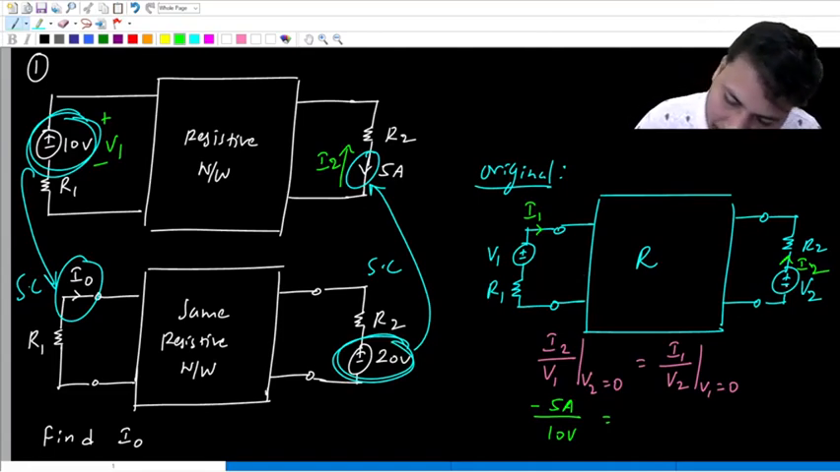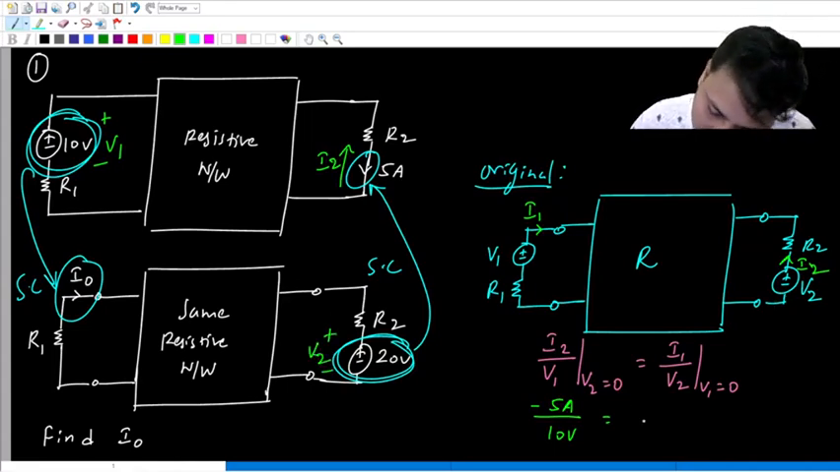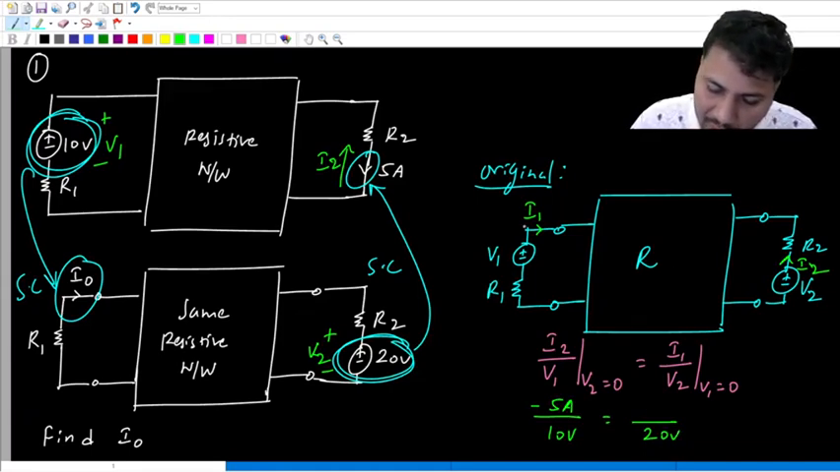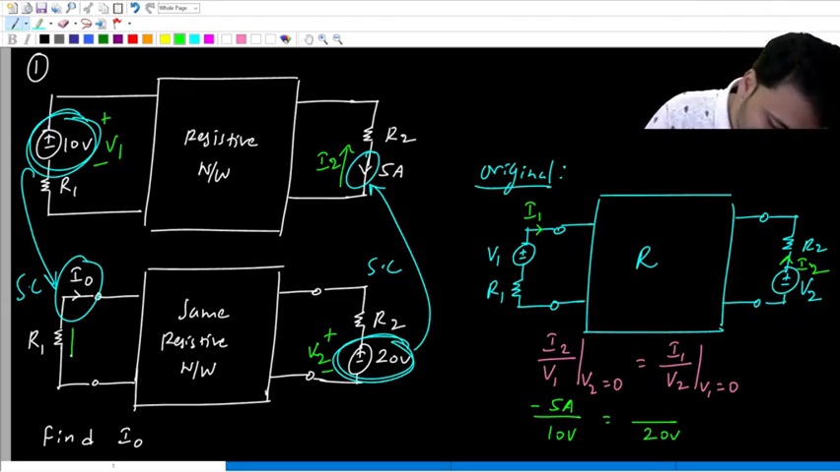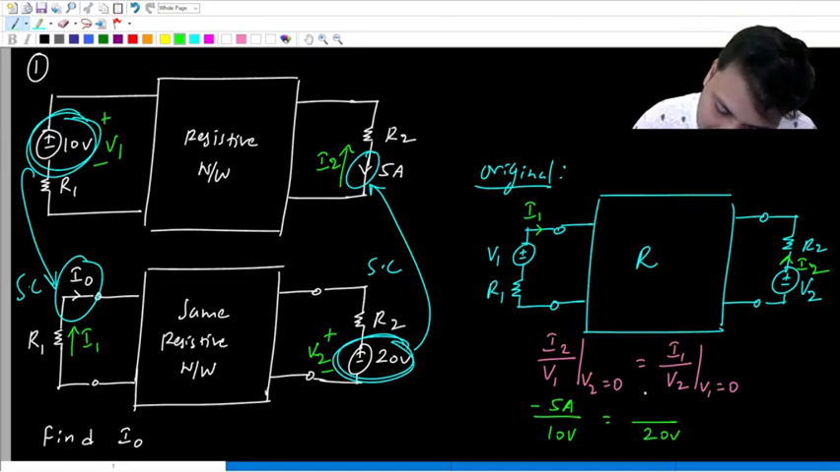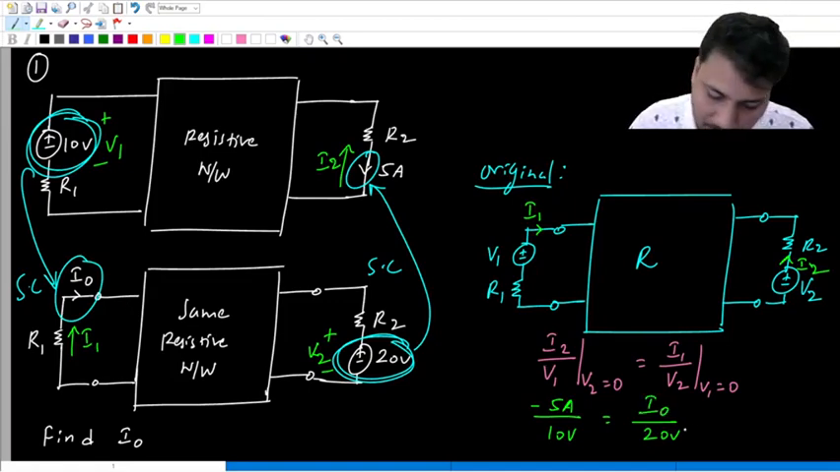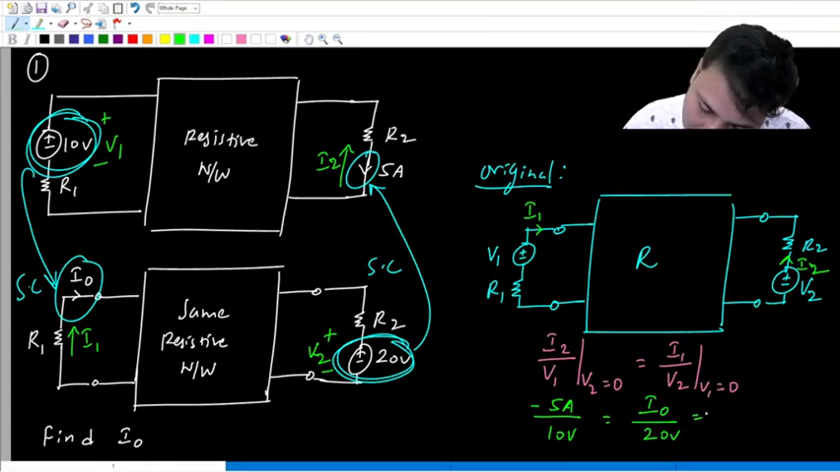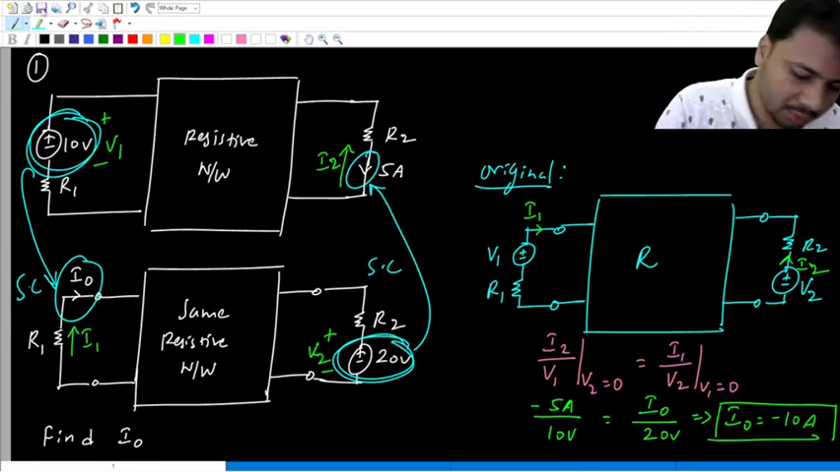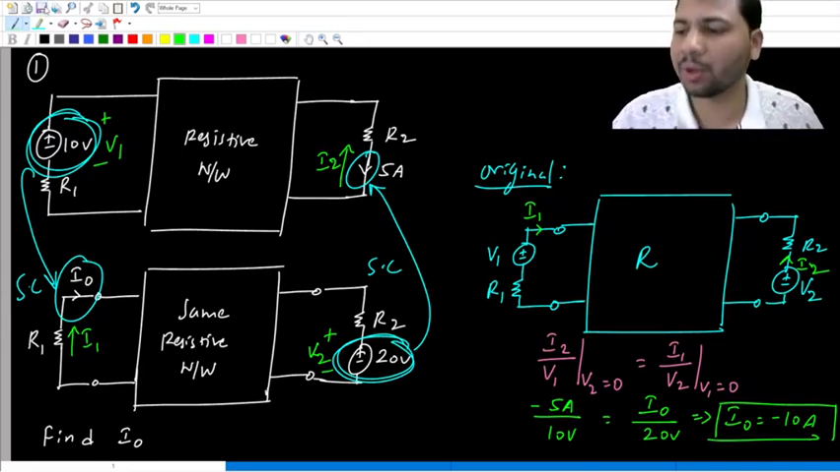Okay. And then if you compare the second case with the original circuit, yes, 20 volt source is similar to V2. V2 polarity is plus minus. So here also you write plus minus, call this V2. So what is V2? It is 20 volts. Original circuit I1 is flowing in the upward direction. So here also I1 will flow in the upward direction, which is same as the direction of I0. So I1 is same as I0. That's all. So volt and volt, 20 by 10 is 2. So I0, it is minus 10 amps.